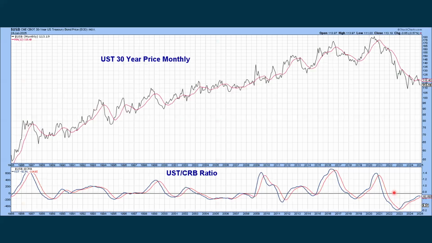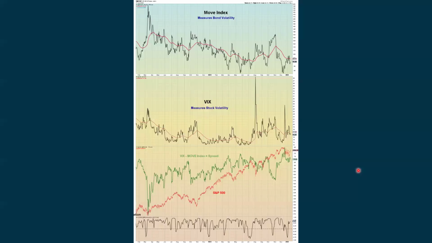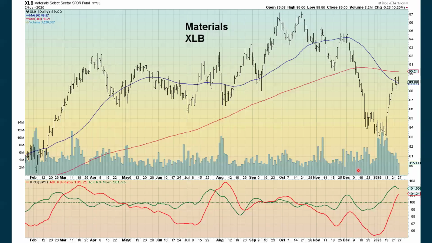And then a long-term chart of the 30-year bond based on price, that's continuing to decline. And then we look at another ratio between the long-term bond and commodities that's still showing that the long-term bond is outperforming, but we're starting to roll over here. But this is a monthly chart, so it can take a while to work this out. And then for some reason, I have another volatility chart here. Okay, then I go down and I look at the different sectors.